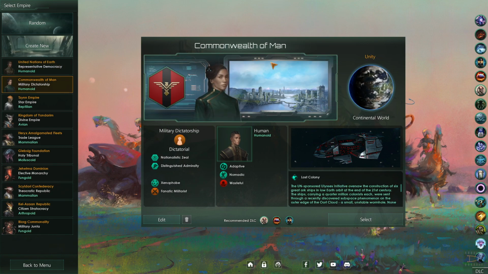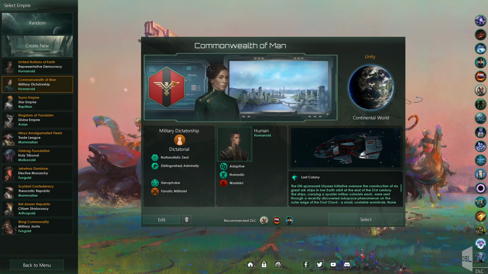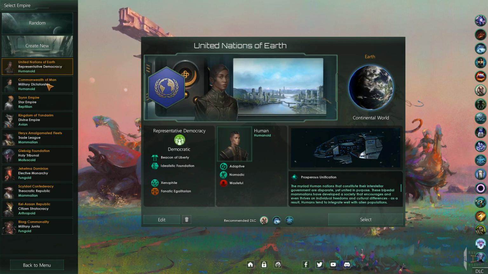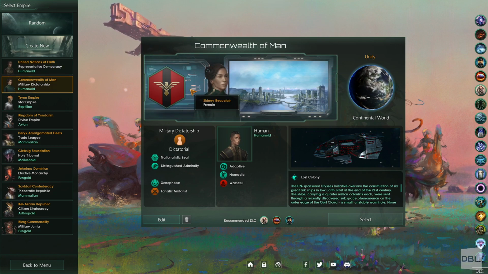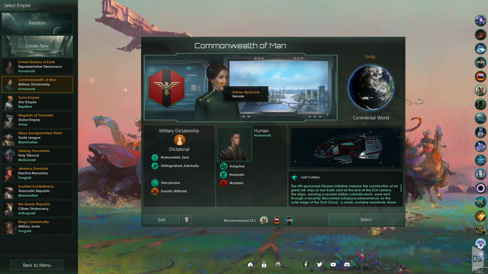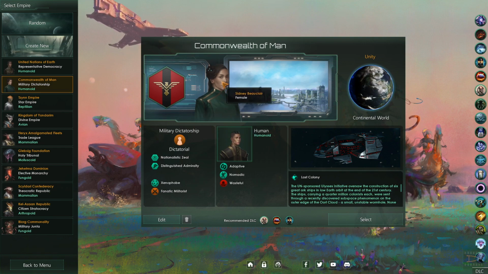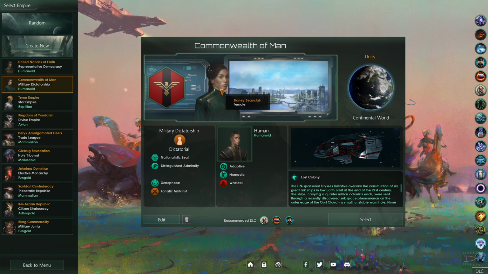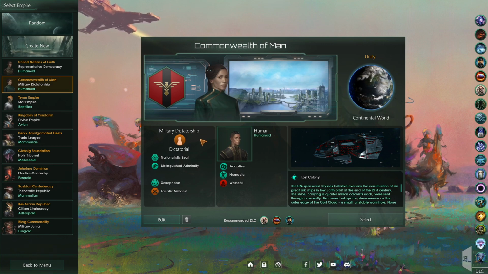We're still going to read this. But I'm not going to choose Commonwealth of Man. This even looks like Mirror Universe insignia. They're totally from the Mirror Universe. So they've got Prime, Mirror, military dictatorship. This is a Sydney Beauclair. Female. Human. Military dictatorship.